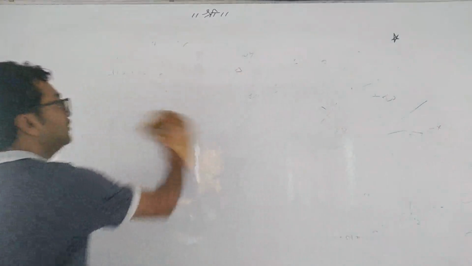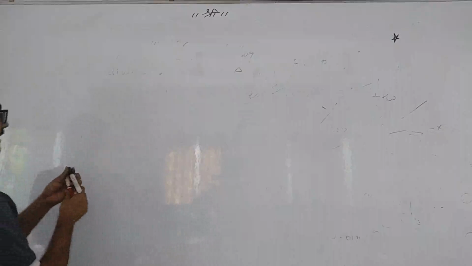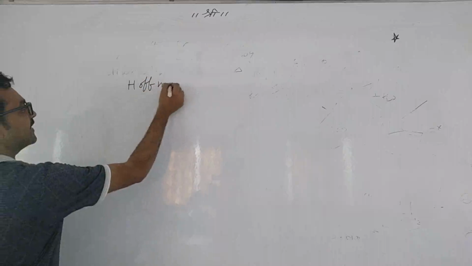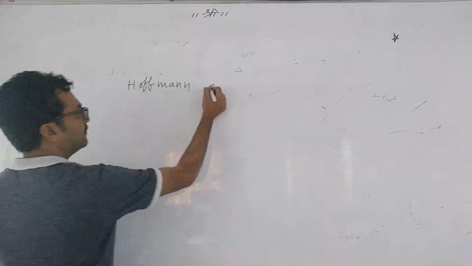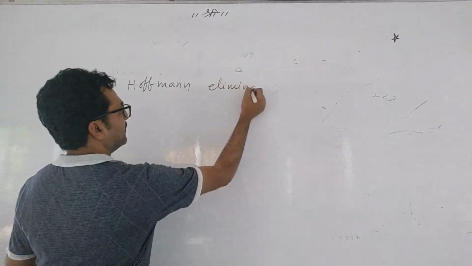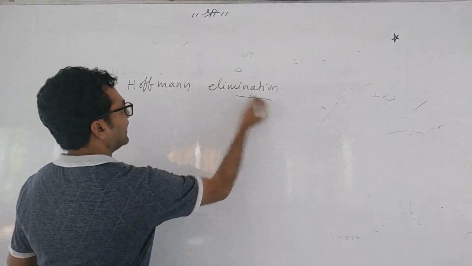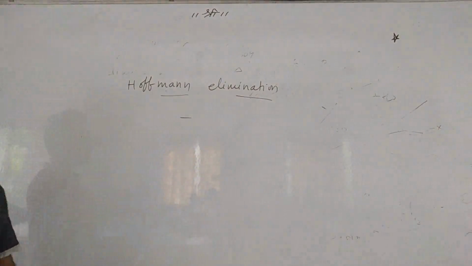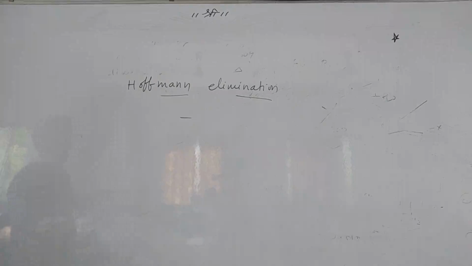Okay children, now E2 elimination is over. Put the heading Hofmann elimination, and there are 4 cases that I will teach and then I will leave you. Hofmann elimination. So same definition. In an elimination reaction, less substituted product is formed as a major one. There I told you, no.